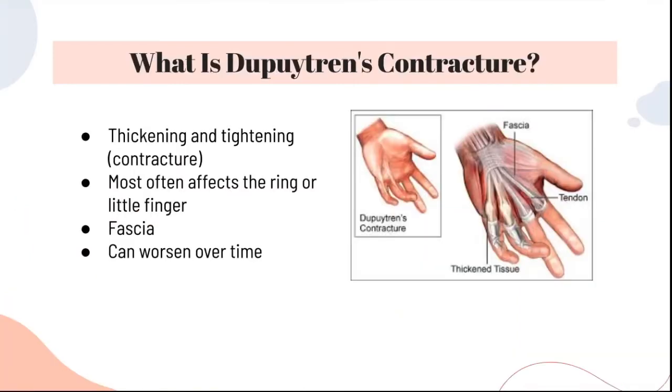What is Dupuytren's Contracture? Dupuytren's is a hand deformity that usually develops over the years, and it's the thickening and tightening, which is a contracture, of part of the fascia, which is a fibrous layer of tissue that lies underneath the skin in the palm and fingers. A small nodule or lump develops in the tissue below the skin on the palm side of the hand. Over time, it thickens into a cord-like band.